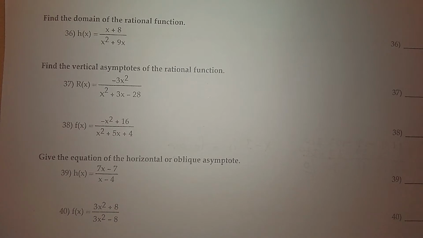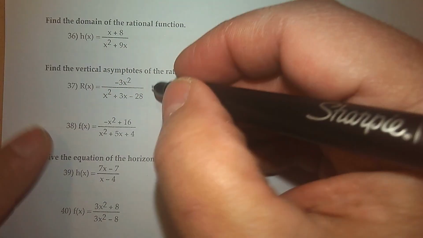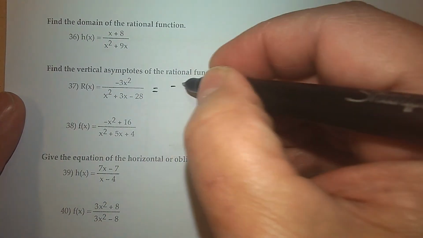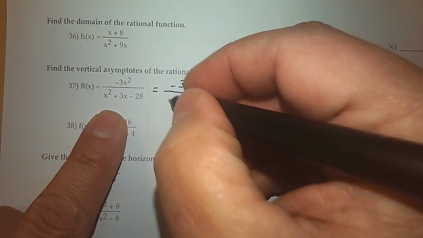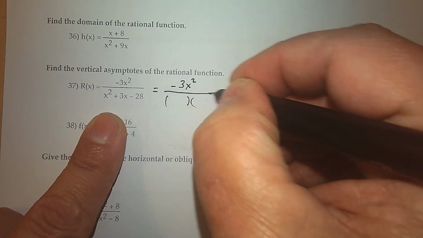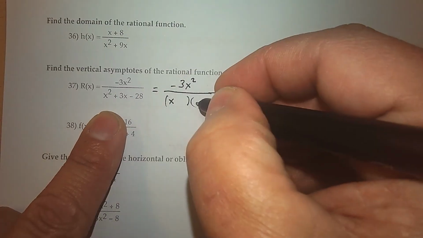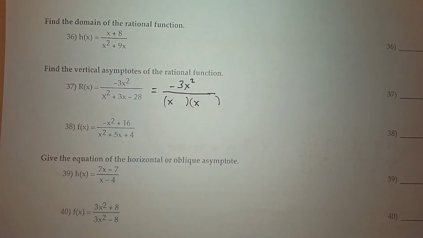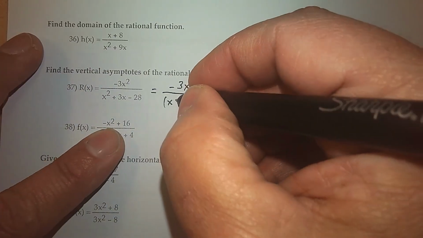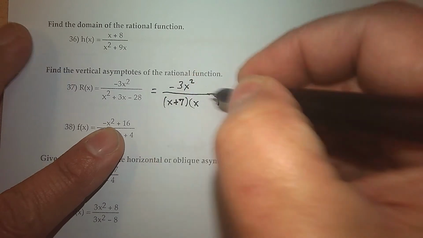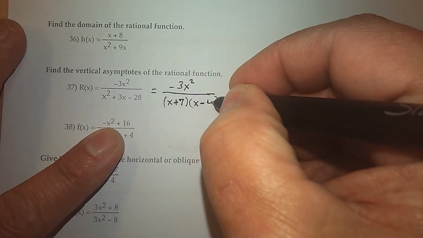Number 37. Can you find the vertical asymptotes of that rational function? To find the vertical asymptotes, step 1 is, I'm going to factor the denominator. Can you easily factor that denominator? What two numbers multiply to negative 28? And the same two numbers combine to positive 3. And be careful of the signs. One would be positive 7 and the other would be negative 4.